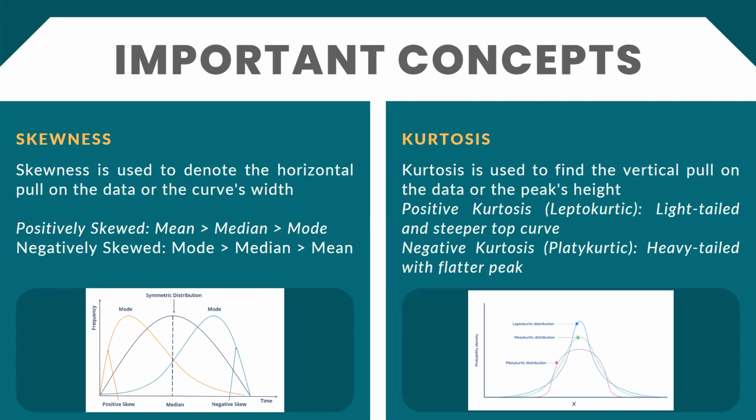Skewness is used to denote the horizontal pull on the data or the curve's width. It can be positively skewed, in which mean is greater than median and mode, or negatively skewed, in which mode is greater than median and mean. Kurtosis is used to find the vertical pull on the data or the peak's height. It can be positive kurtosis, which is also called leptokurtic, which is light-tailed with a steeper top curve, or negative kurtosis, which is platykurtic, heavy-tailed with a flatter peak.